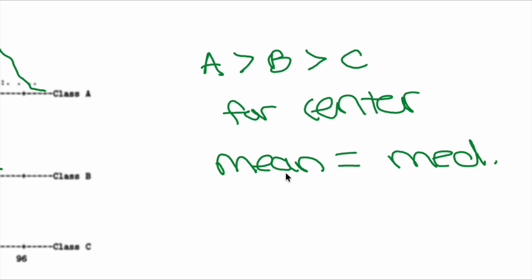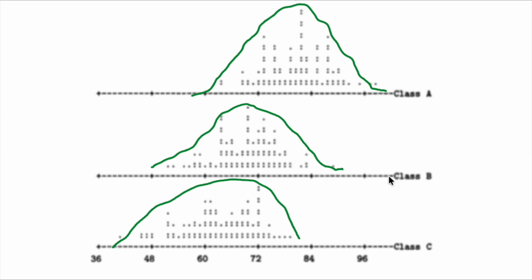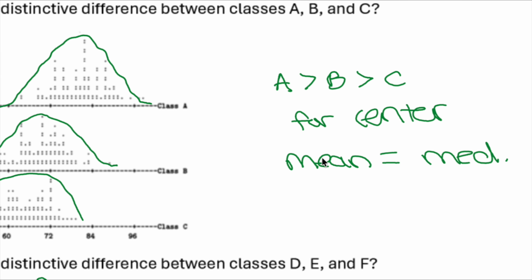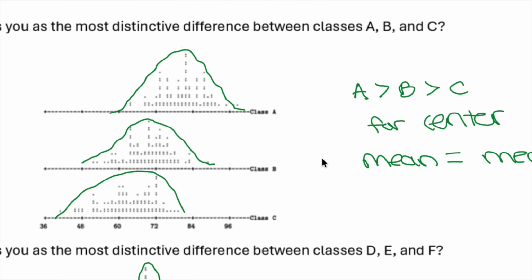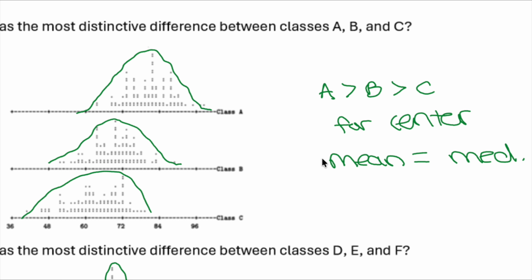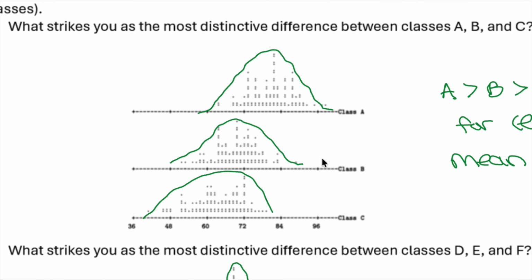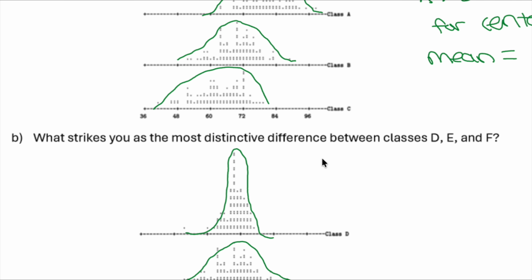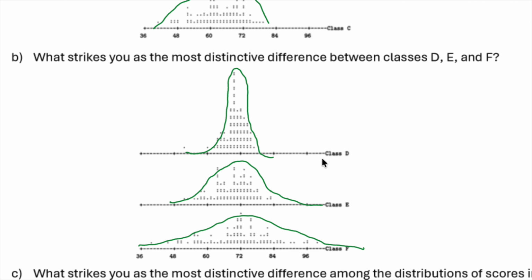And the mean is approximately equal to the median, which means that the three graphs are approximately normal. If the shape of the graph is skewed to the right, then the mean is going to be greater than the median, and if it's skewed to the left, the mean is going to be less than the median. Okay, so part B, what strikes you as the most distinctive difference between class D, E, and F?